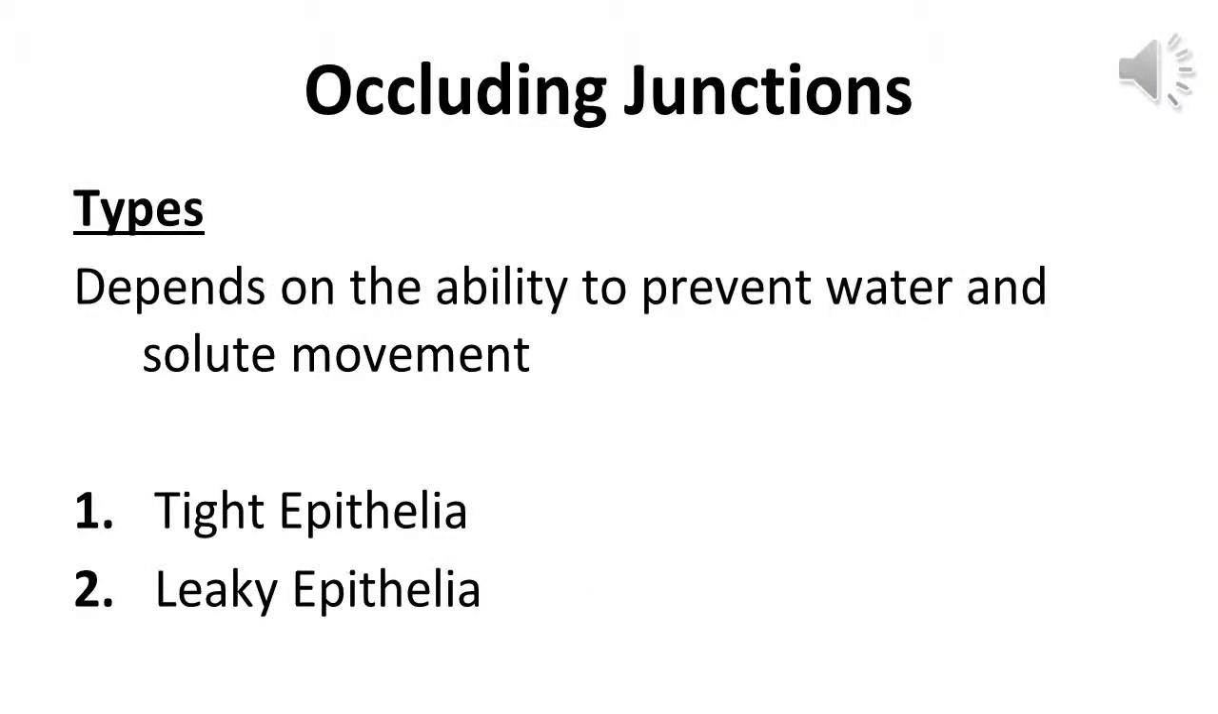There are two types of occluding junctions, and they are classified based on their ability to prevent water and solute movement. The first one is tight epithelia. It prevents the majority of the water and solute movement, while the second type, leaky epithelia, are less complex and have small slit breaks, allowing for some solutes to pass through.